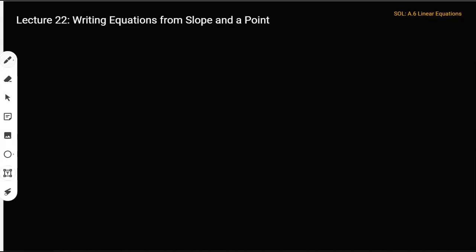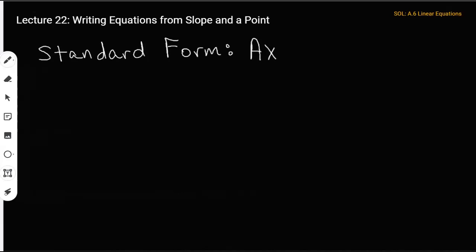All right, so last week we started talking about slope-intercept form and standard form. So standard form, that's going to be ax plus by is equal to c. X and y are going to be variables, and a, b, and c are going to be whole numbers. So that's standard form. That's the first way that you can write a line.